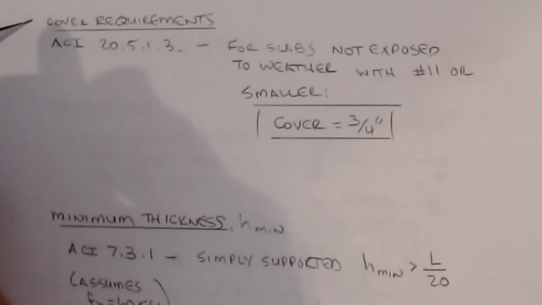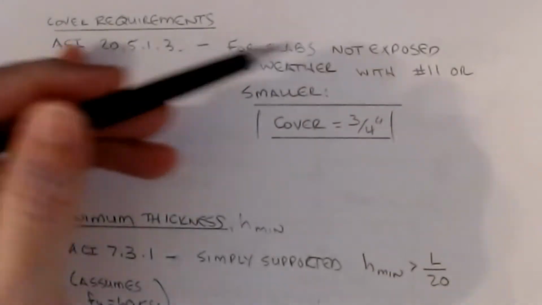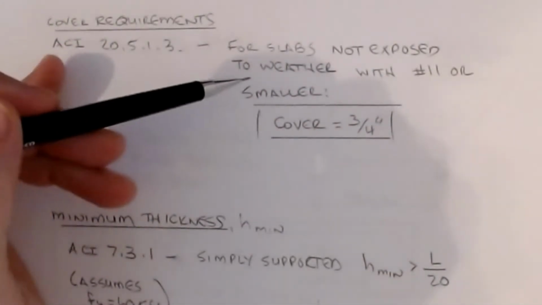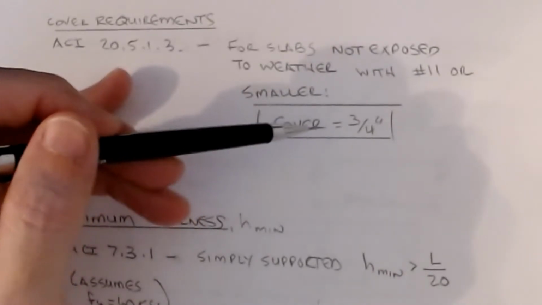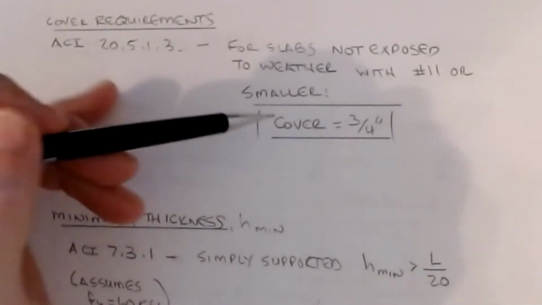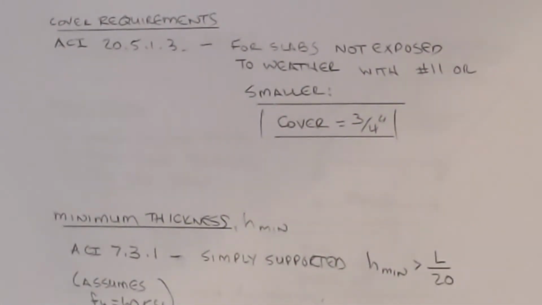The cover requirements for a slab come out of ACI 20.5.1.3. They say that for slabs that are not exposed to weather with a number 11 or smaller bar, the cover is typically 3/4 of an inch. Now, you're going to find that for most one-way slabs, the bar sizes are generally fairly small. You'll be seeing things like a number 3, number 4, number 5, number 6 for a normal building, a normal construction scenario. So that kind of works out pretty well.